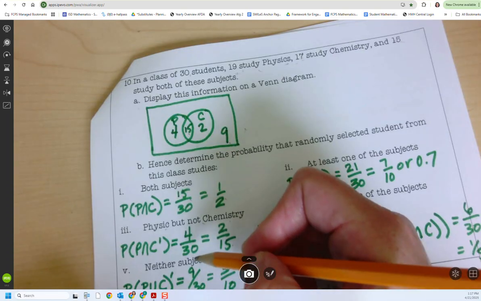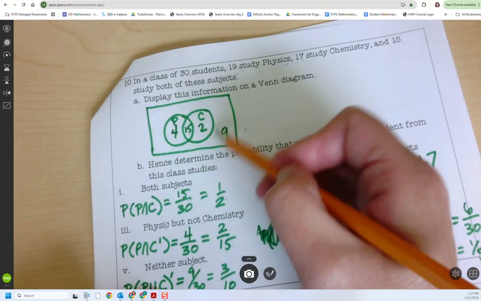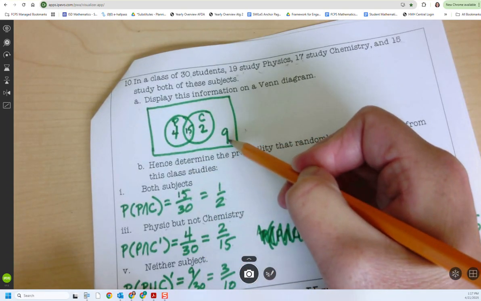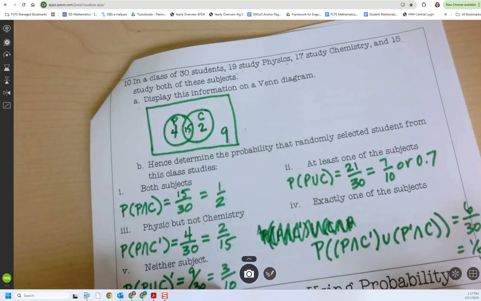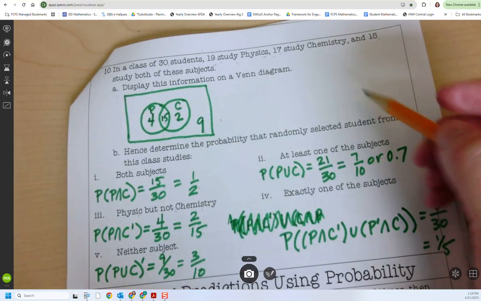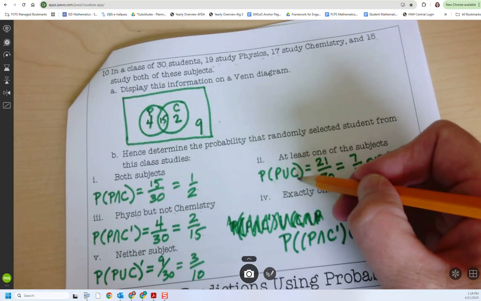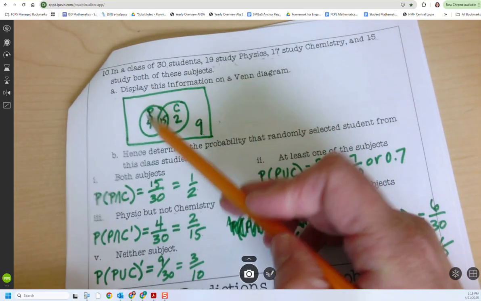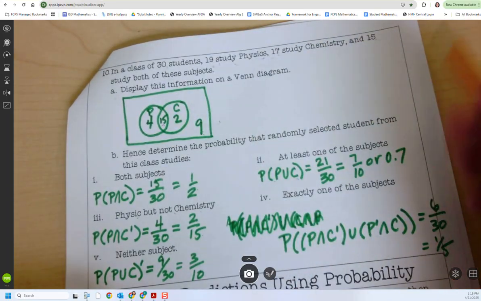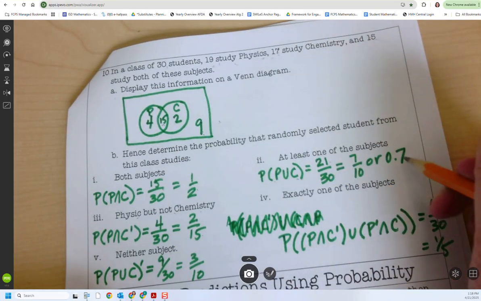Neither subjects, so not physics or chemistry. None of these, so these. 9 out of 30, which is 3/10. At least one, so that could be physics or chemistry or both. So physics or chemistry or both, 21 out of 30, which is 7/10.